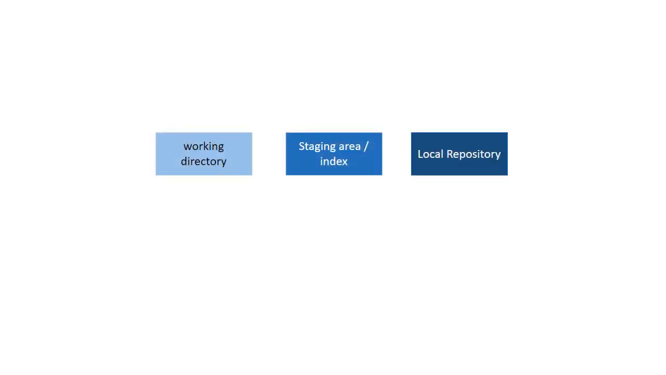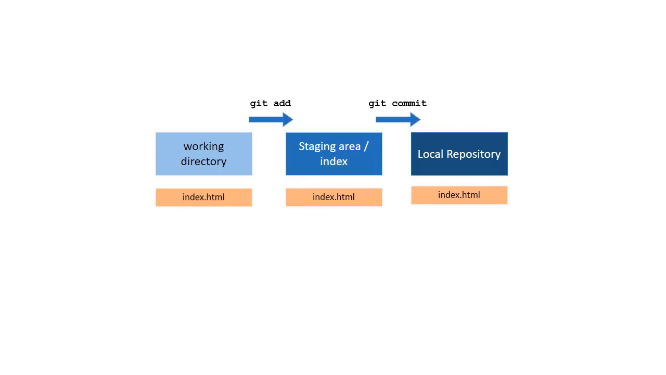So if we summarize what we have done so far, we have this working directory, staging area, and local repository. And we add the file index.html. Then to add the file to staging area so that Git would be tracking this file, we run git add command, and a snapshot of this index.html is added to staging area. Then to push these changes to local repository, we run git commit, and the index.html snapshot is also added to local repository.